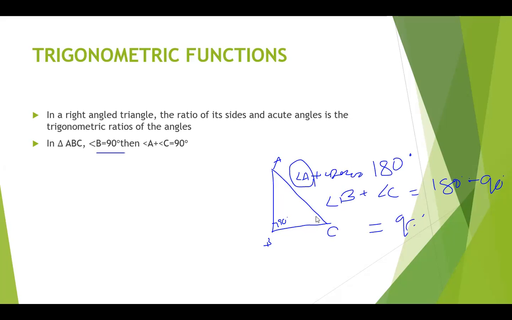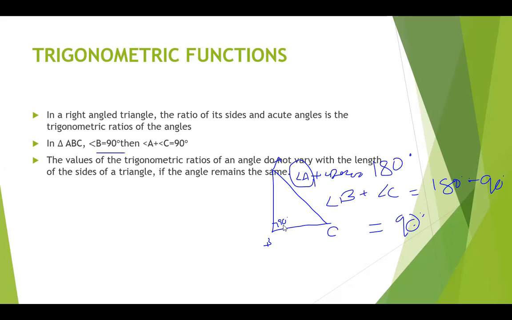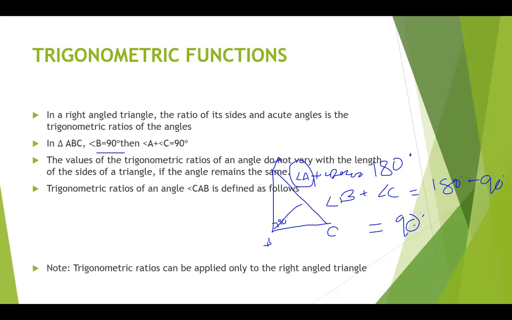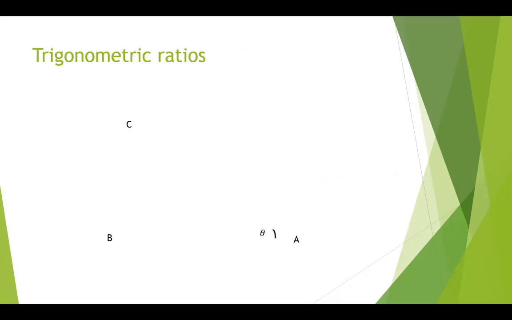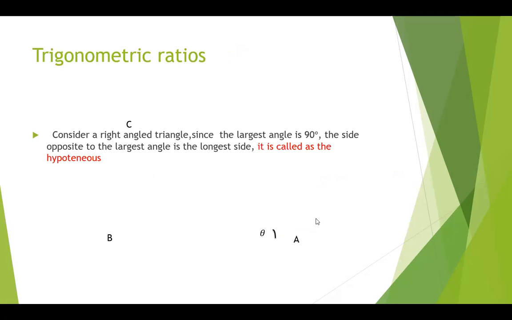So here, suppose it's a right angled triangle, then the highest angle is 90 degrees. The other two are smaller than 90 degrees only. Therefore, the side opposite to the highest angle will be the longest side. So this AC will be the longest side. That longest side is called the hypotenuse.